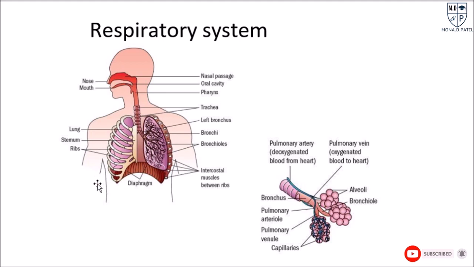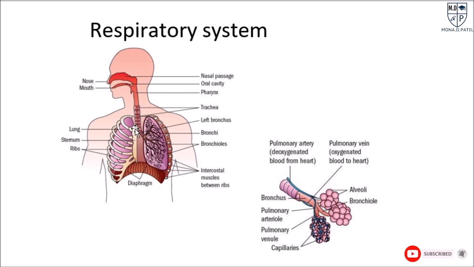Next are the lungs. The lungs are present on either side of the heart. The heart is positioned between the two lungs. This is called the thoracic cavity, where the lungs are present. The maximum area of the thoracic cavity is occupied by the lungs and they cover the maximum part of the heart. Each lung has a double layered covering. It is called pleura.